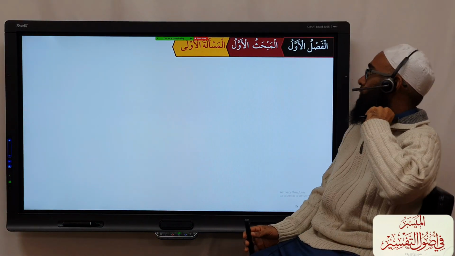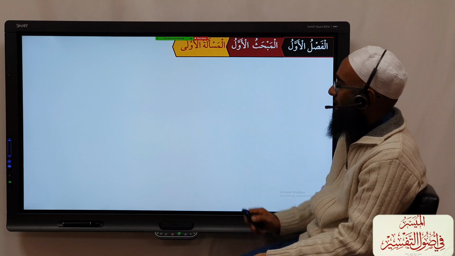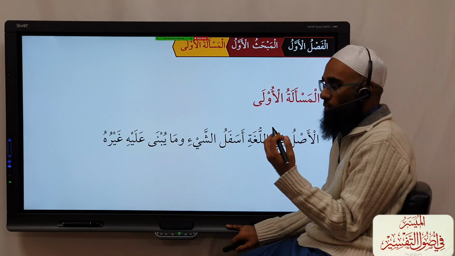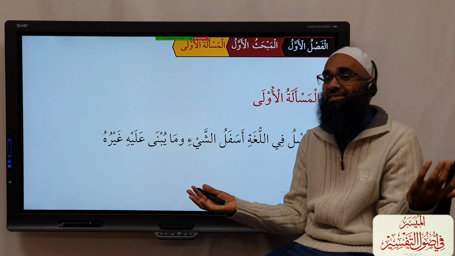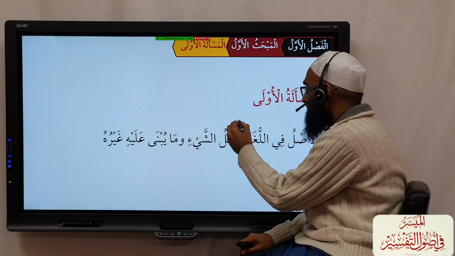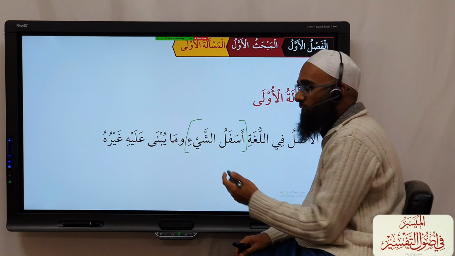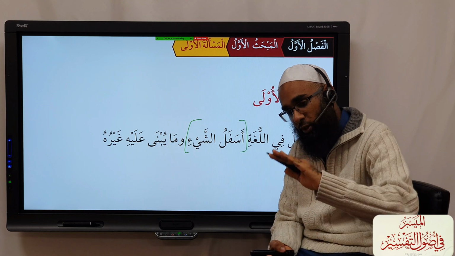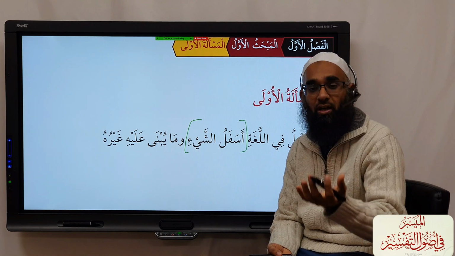Okay, so the first mabhath has 3 mas'ala. The first mas'ala is, when you say Usool al-Tafseer, what does asal mean? Asal. Linguistically, asal is called asfalu shay. The bottom of anything is called the asal. Similarly, anything upon which you lay anything else is called the asal.